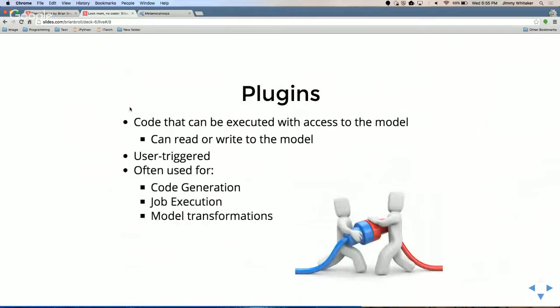A plugin is code that can be executed with access to a model. These are JavaScript components that can write to or read from a certain model, and they're user-triggered, like hitting the compile button, essentially. These can do basically whatever you want. If I can get my example working, it generates Prolog code, which will tell you what dependencies are needed for any item that you want.